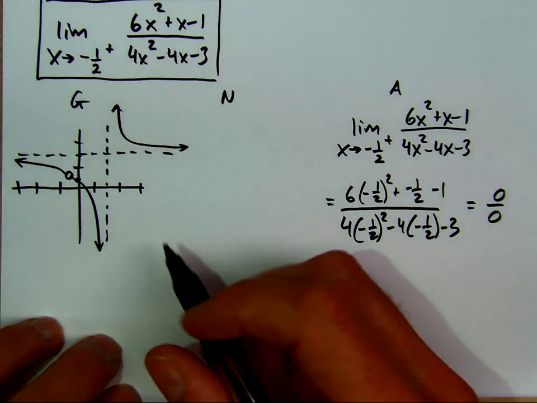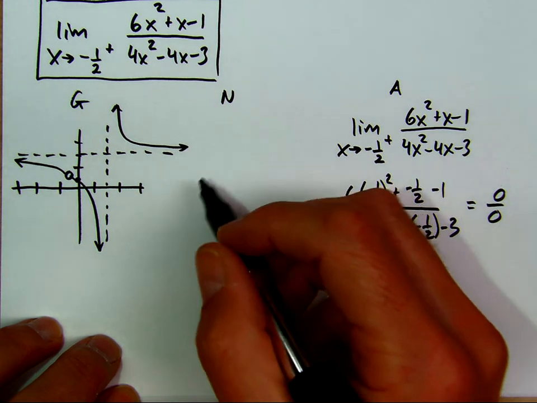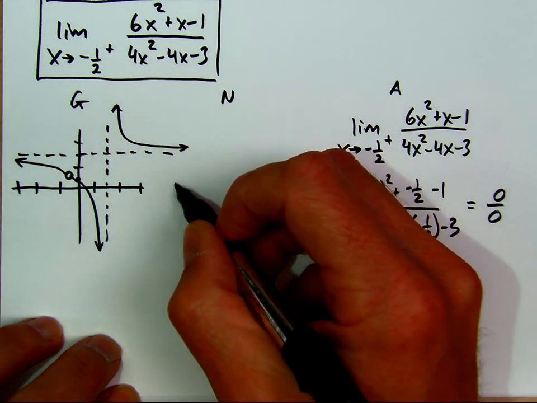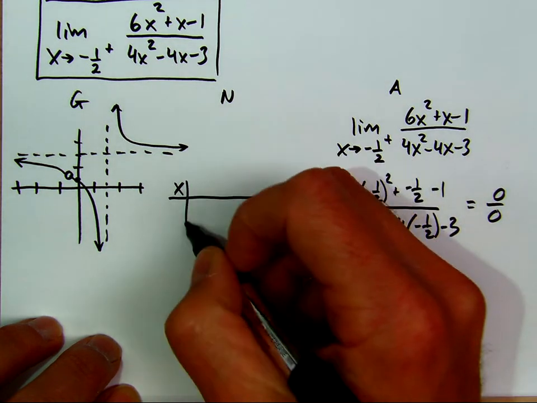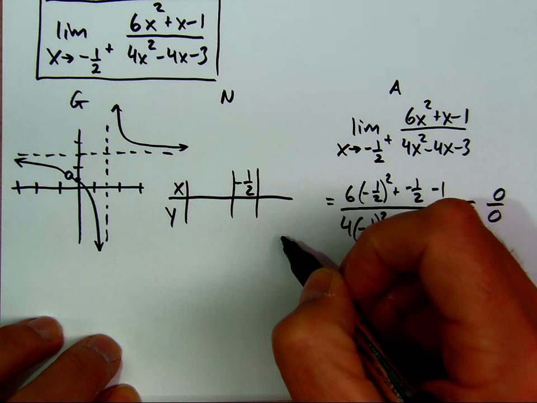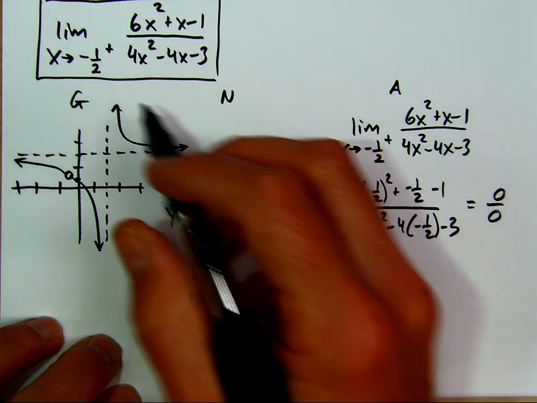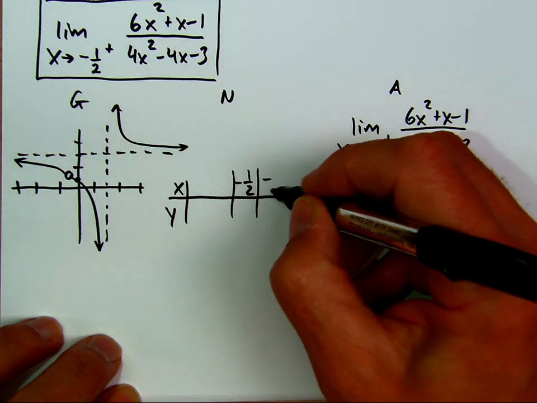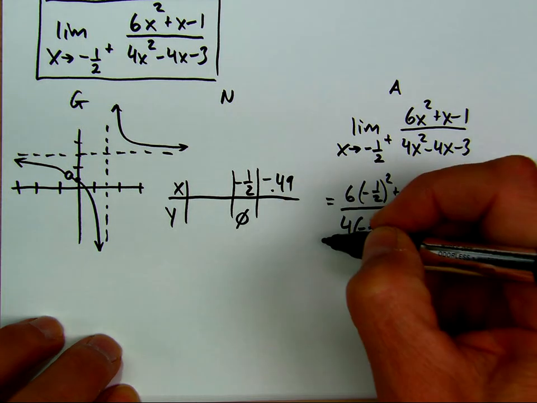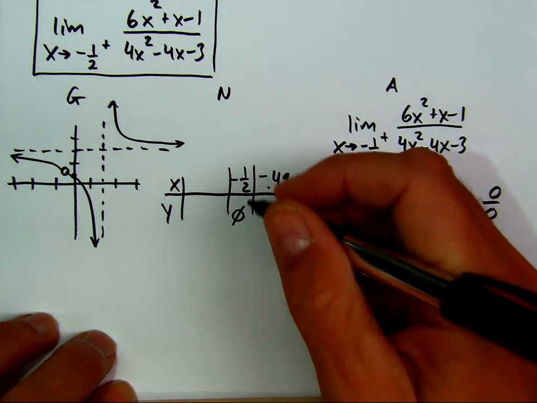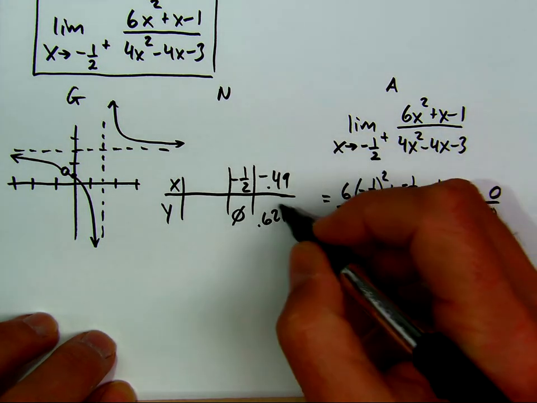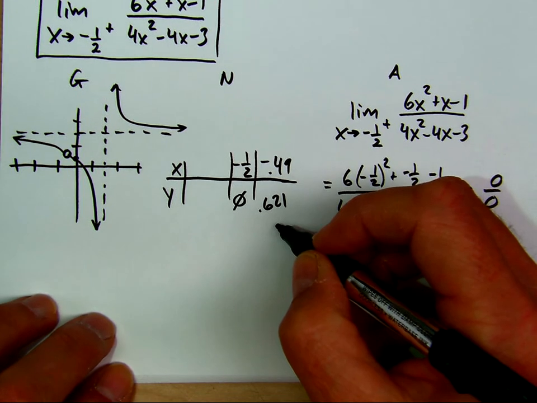We can find the limit numerically. So let's see what's happening at negative 1/2. We have to get close to negative 1/2 from the right, so negative 0.49. This is undefined, and then here we have 0.621. Well, that's hard to tell what it's getting close to. Maybe it's getting close to 0.62.